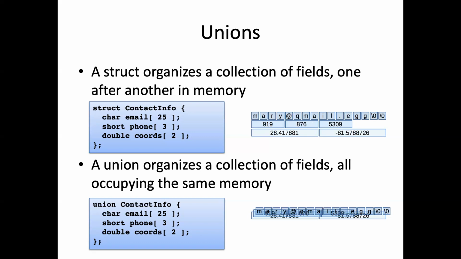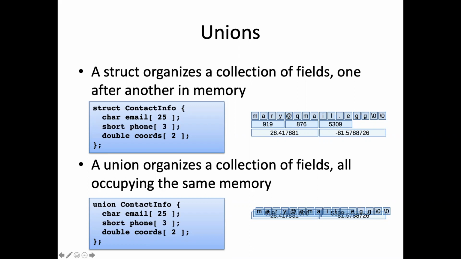A union is almost the same syntax. So down at the bottom, I made a union that has the same 3 fields, but instead of being stored one after another in memory, they're all stored using the same memory. For a struct, you use that when you need multiple fields, and you potentially need to use all of those fields. A union is when you need different types of data, like here, you need an email, a phone, you need coordinates, but you only need one at a time.